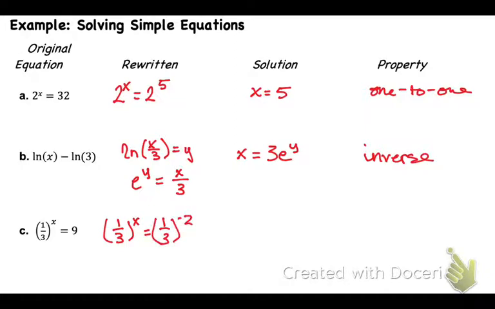Now that's how Ethan's brain works. My brain does not work that way. Anybody else? I honestly don't know what we're doing. We're doing what we've been doing for over a week. We're getting the same base. Mine would have been 3 to the negative x, 3 squared. Either way, we're going to get x equals negative 2. Yes? And that is the one-to-one.